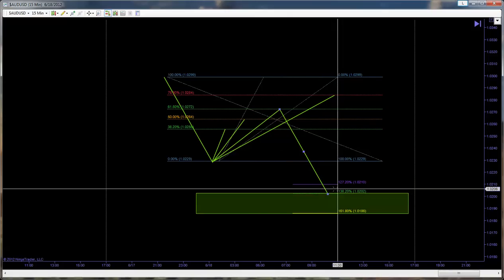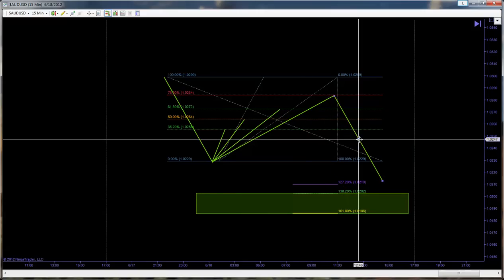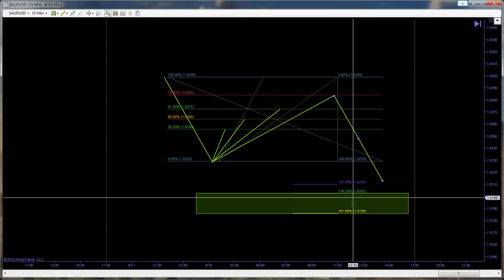Now, when you get a very deep retracement such as this, as you can see, we barely achieve the 127 extension point.